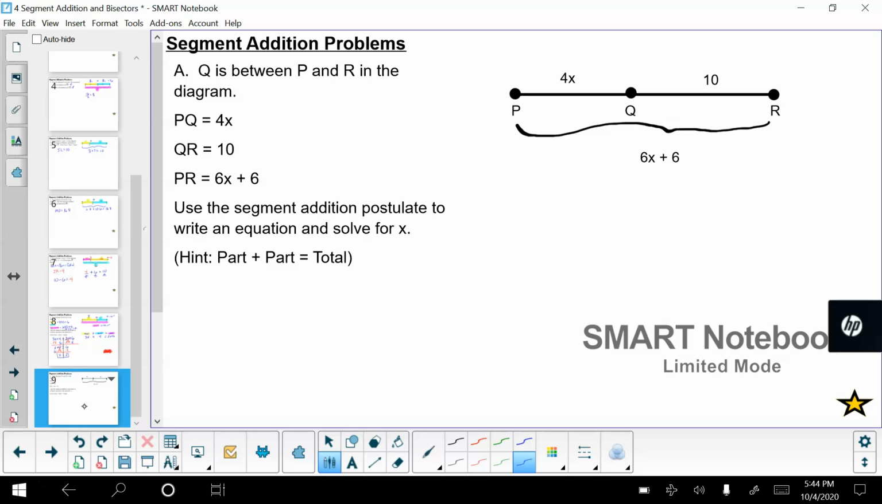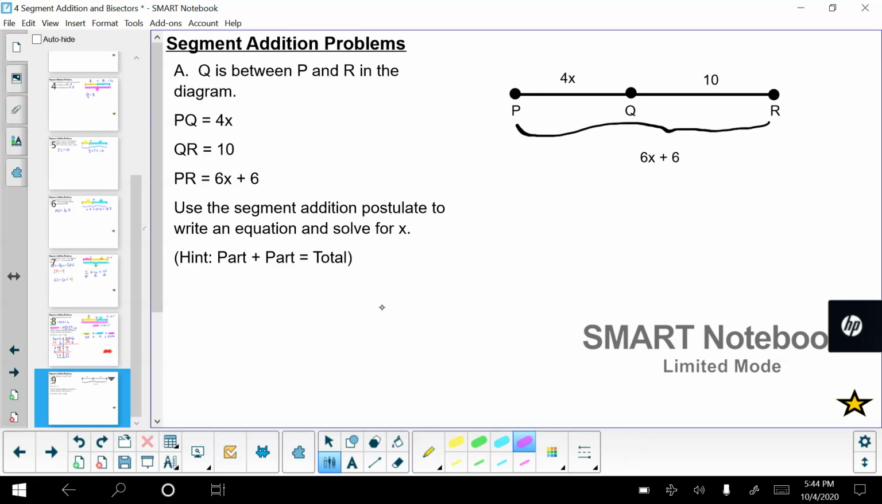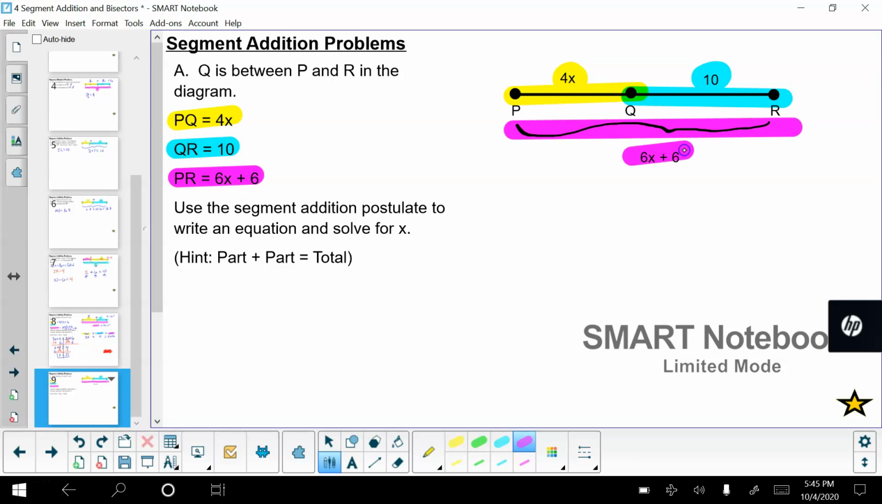It says Q is between P and R as shown. And once again, we're going to highlight a little bit. It says P to Q, line segment is 4x, and line segment Q to R is 10. And it tells us that the whole thing, line segment PR, from P to R, is 6x plus 6. And it wants us to once again use the segment addition postulate to write an equation and solve for x.